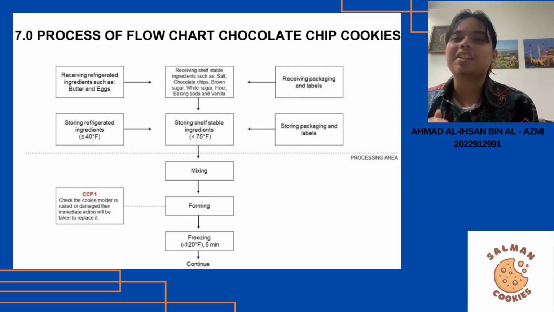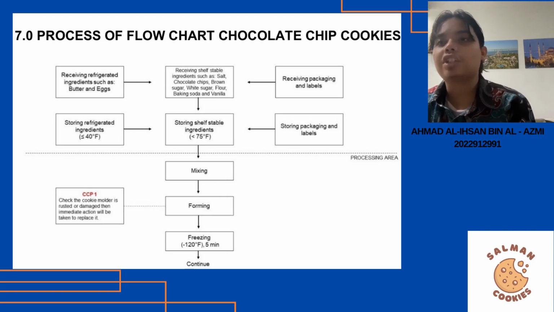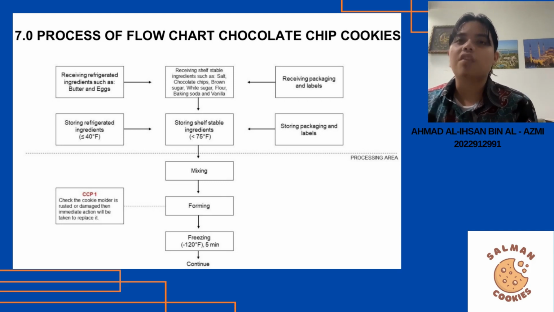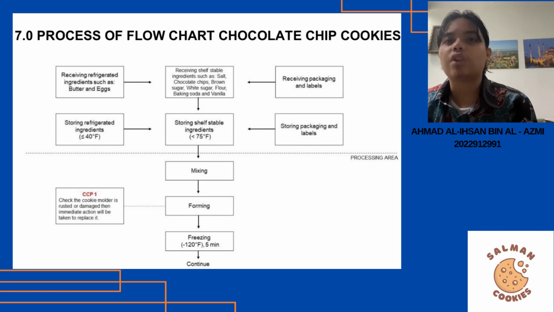Then the second category is the shelf-stable ingredient, where Salman Cookies receives 15 pounds of flour, 25 pounds of chocolate chips, 15 pounds of white sugar, 25 pounds of brown sugar, 25 pounds of salt, 25 pounds of baking soda, and the last one is vanilla, which comes in 1 gallon jugs. And the last fraction of receiving is packaging, where Salman Cookies will receive as many as 20 cookie plastic trays, plastic wrap, and cardboard boxes, which are received in abundance.